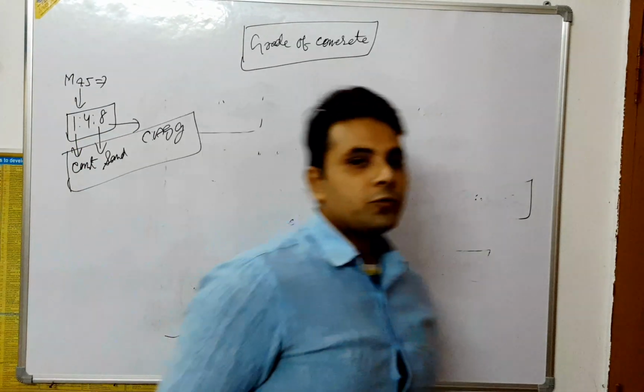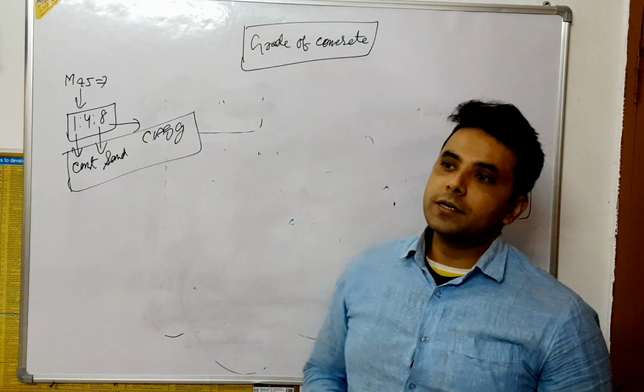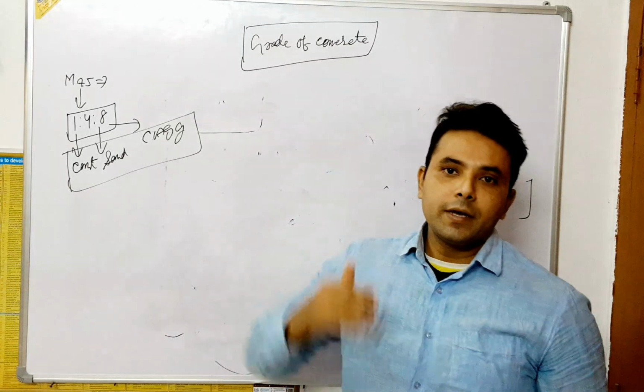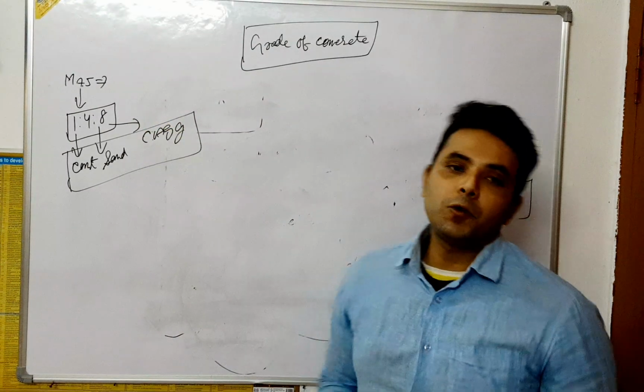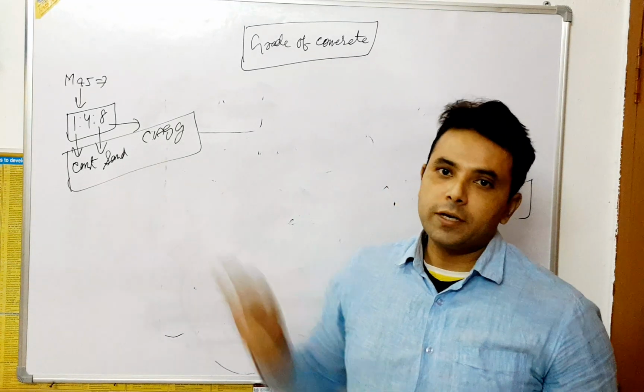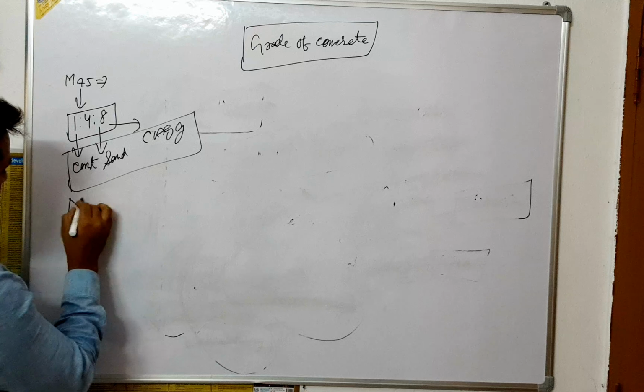Where can we use M7.5? M7.5 can be used where you are going to construct any floor covering. अगर किसी फ्लोर की आप कवरिंग बनाने जा रहे हो तो in that case we have to use M7.5 grade of concrete. That's all. Next, M10.